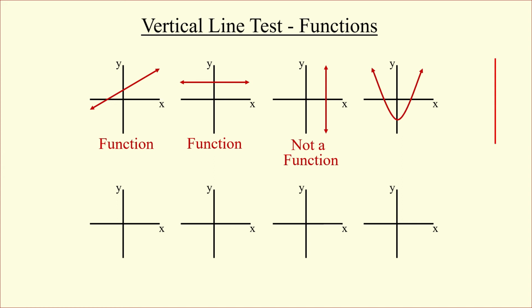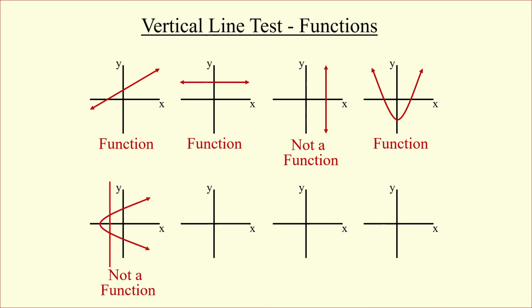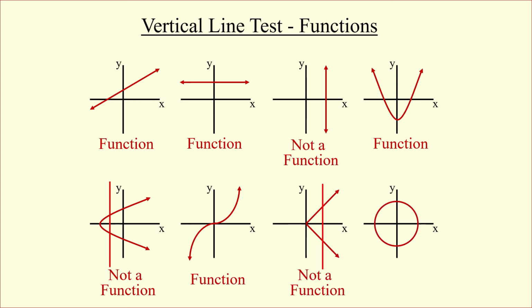Next graph. For this graph, y is not a function of x since two values of y correspond to an x value. The vertical line intersects the graph in 2 points. This is not a function. Next graph. This is not a function since the vertical line intersects the graph in 2 points. Lastly, this is not a function since the vertical line intersects the graph in 2 points.